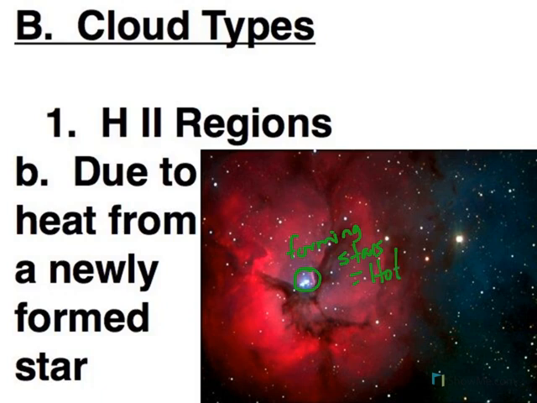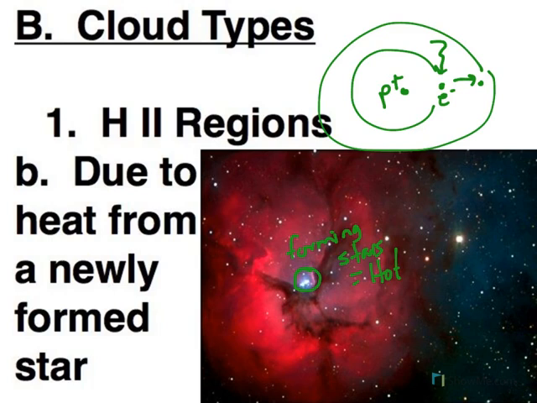And so remember when we talked about absorption spectra, that the electron can absorb light and it'll move out to a higher orbit. So it's still in orbit, but it's at a higher energy level. Well, if it absorbs a lot of light, a lot of energy, that electron will just break free. So that's what's happening here. The stars are producing so much energy that it's causing the electrons to break free.